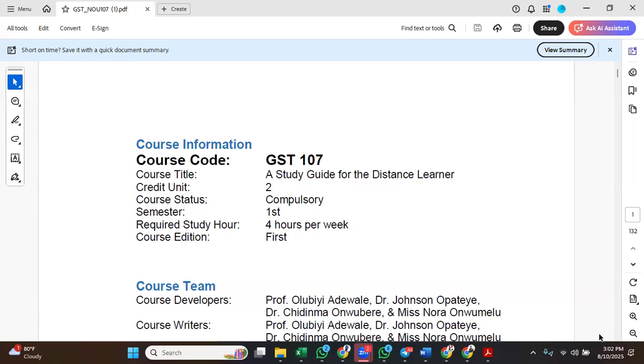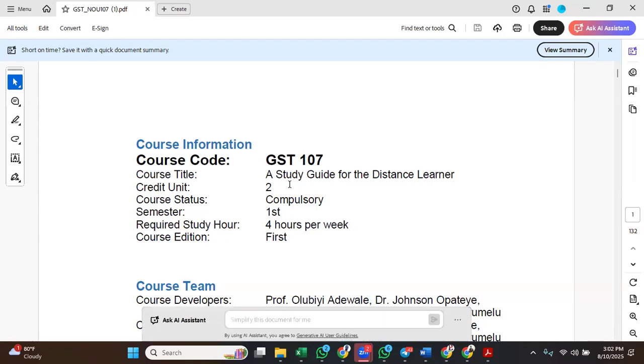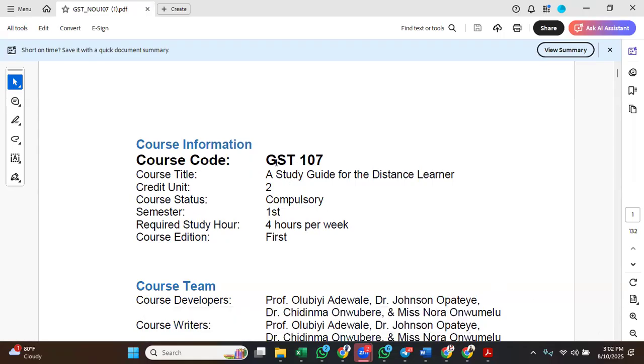You're all welcome to the class. We're starting now. This is GST 107. That is the original name. The name got changed, I think, two semesters ago, when they changed it to NOU 107. So for those of us who did it before, it was GST 107, but the new name now is NOU 107. And the course title is a study guide for the distance learner.